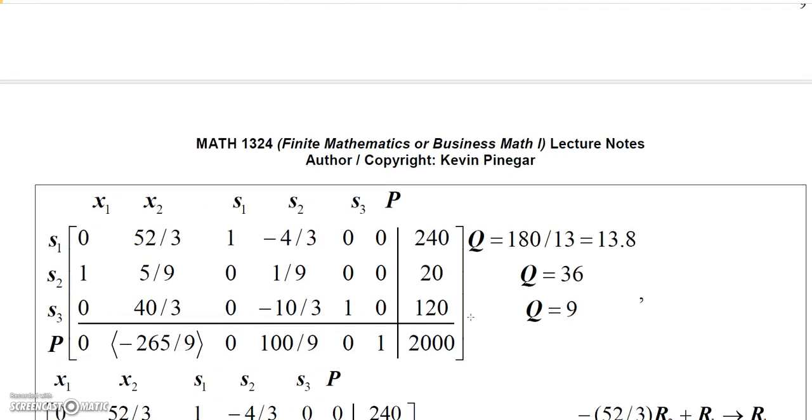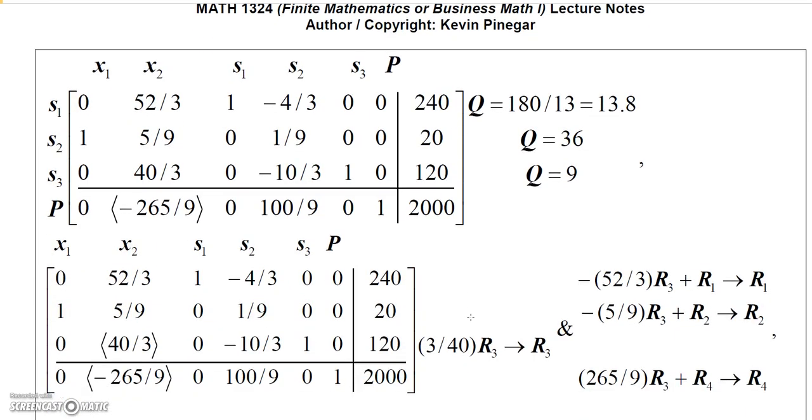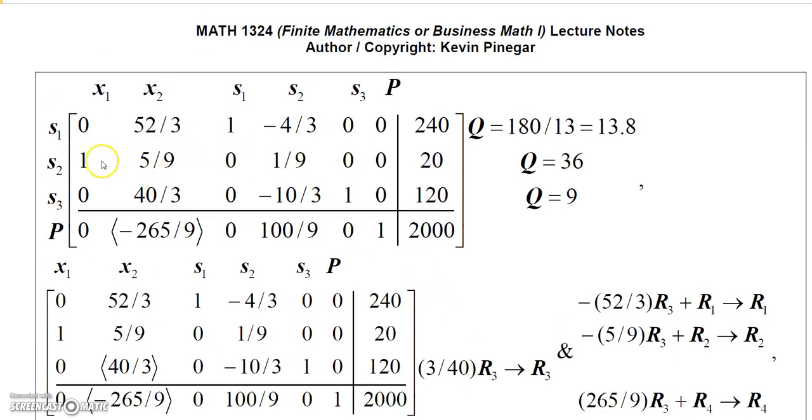Make sure I didn't make any mistakes. Okay, so this is what I got after I did those row operations. So I did those row operations, and this is the tableau that I got. Now in this tableau I only see one negative number, and that's down here at the bottom of column 2. So I got -265/9. That's the only negative indicator.